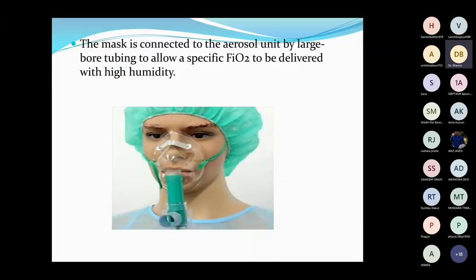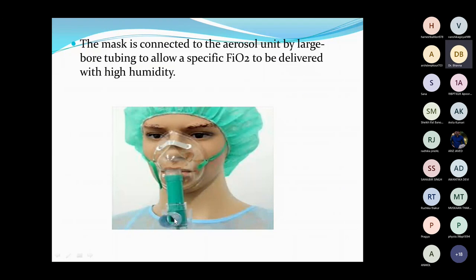So this is the Venturi. This is a green color Venturi. There are different colors available. And the aerosol is also connected. So the mask is connected to the aerosol unit by large bore tubing to allow specific FiO2 to be delivered with high humidity, right? The circle which you are seeing at the lower side is the port of the aerosol, where you can connect the aerosol therapy, which is again a different oxygen delivery pattern where you can deliver the drugs also, which helps in releasing the cough from the chest.